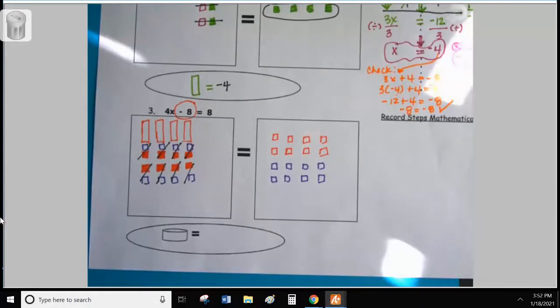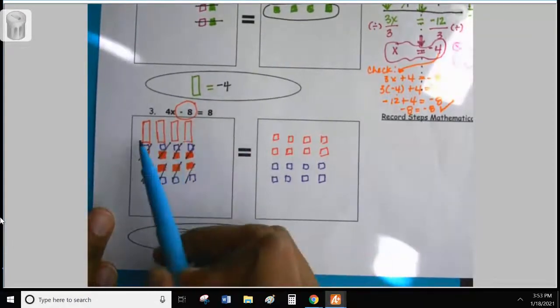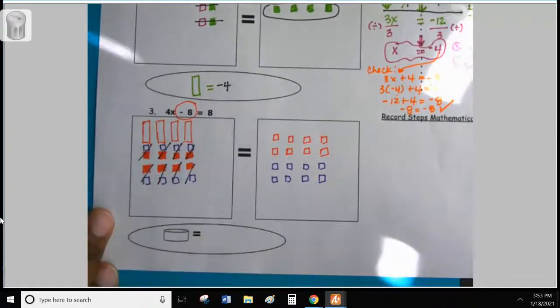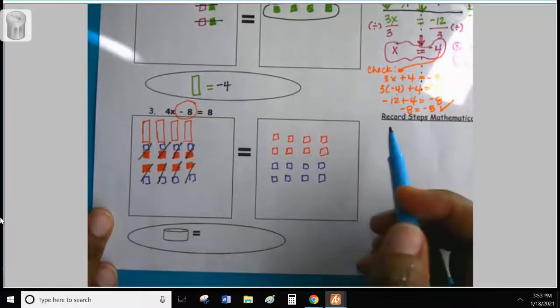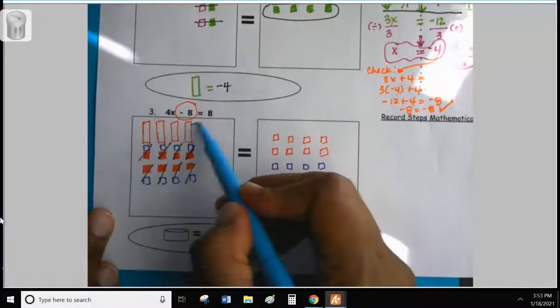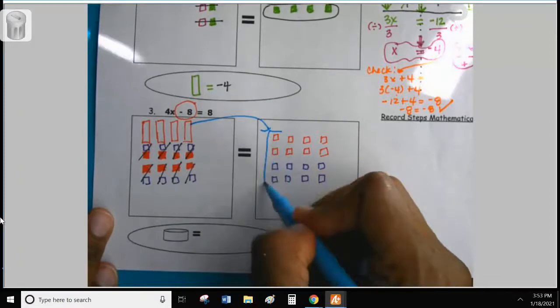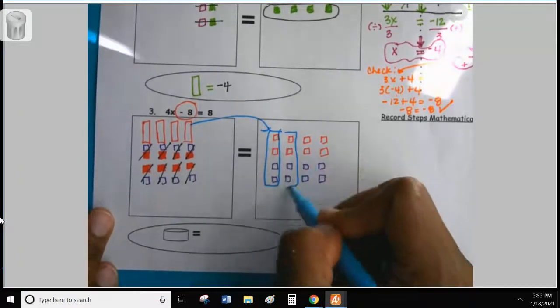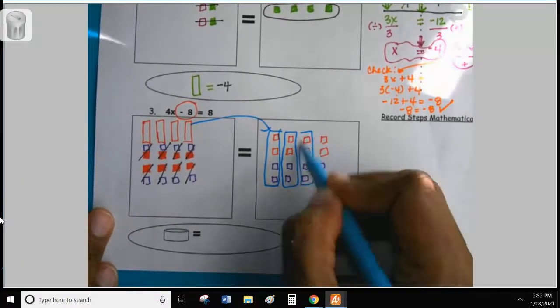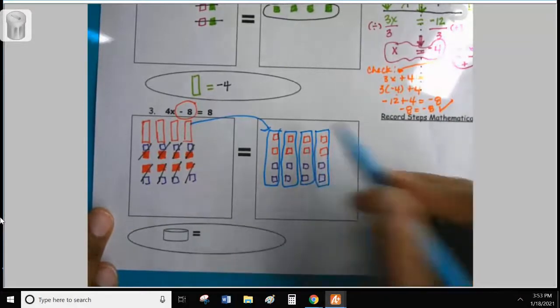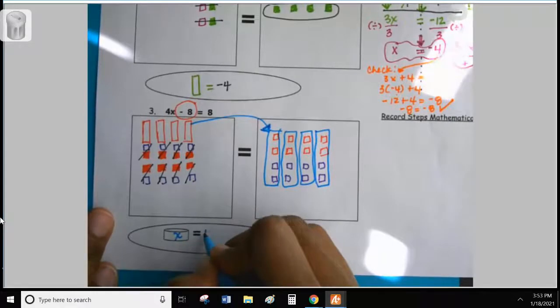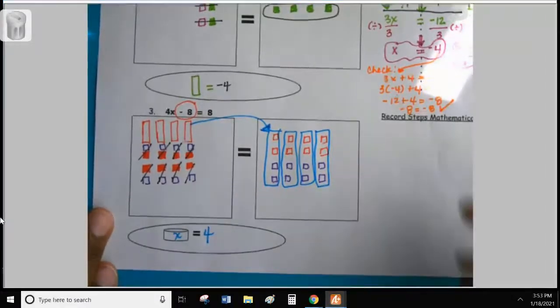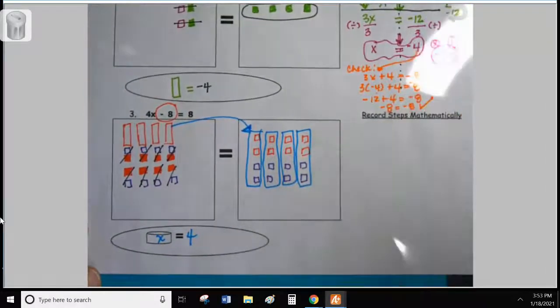So I have to take those 16 squares and evenly divide them among each one of these 4 cups or 4 x's. And if I say one for you, one for you, one for you, one for you, and I evenly divide them, I will see that each one of these is going to be equal to 4. They will evenly divide into 4 groups with 4 in each group. So the value of x equals +4. That's the model. Love the models.